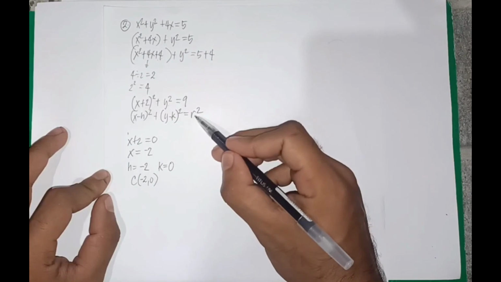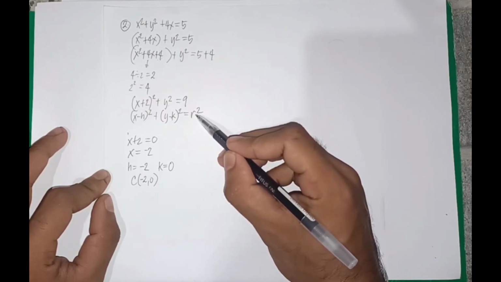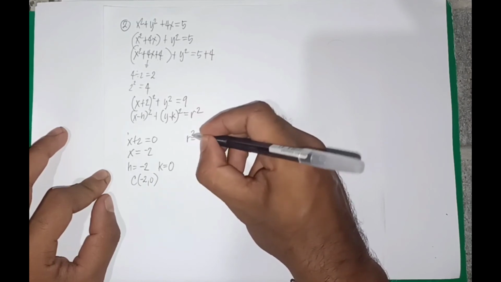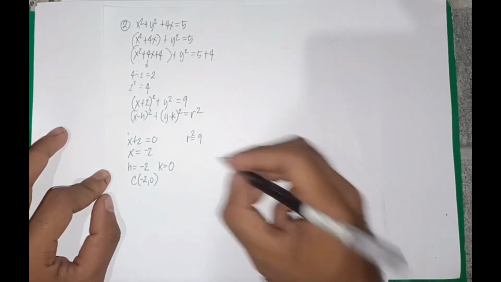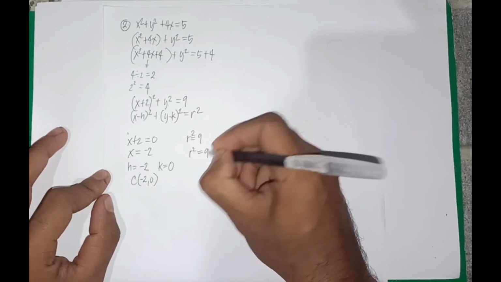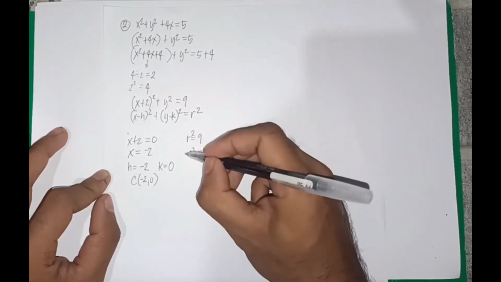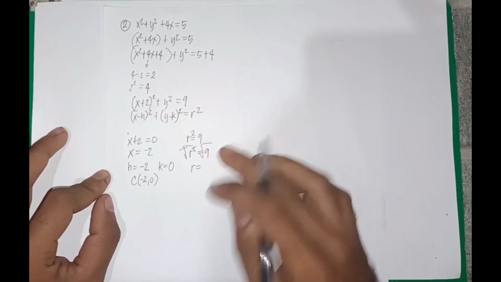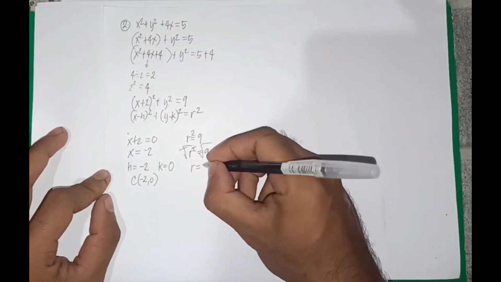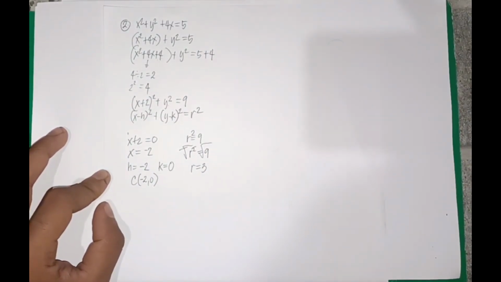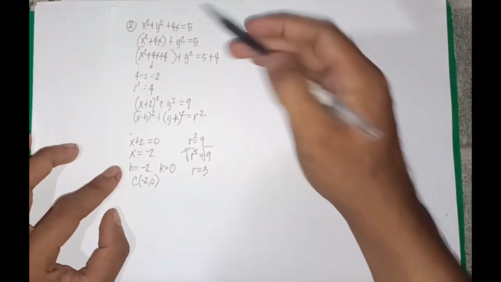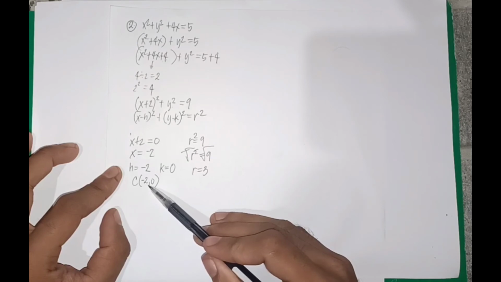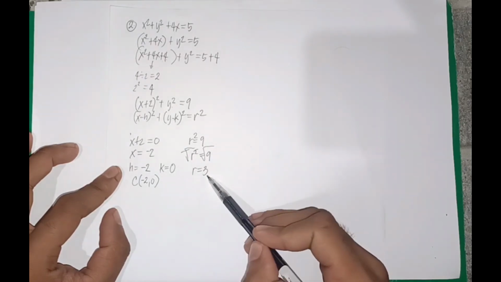Our radius here: the value of r squared is 9. So r squared equals 9. We're going to eliminate this square, so square root both sides. So r equals the square root of 9, which equals 3. So therefore the center of the equation x squared plus y squared plus 4x equals 5 is negative 2, 0, and its radius is positive 3.